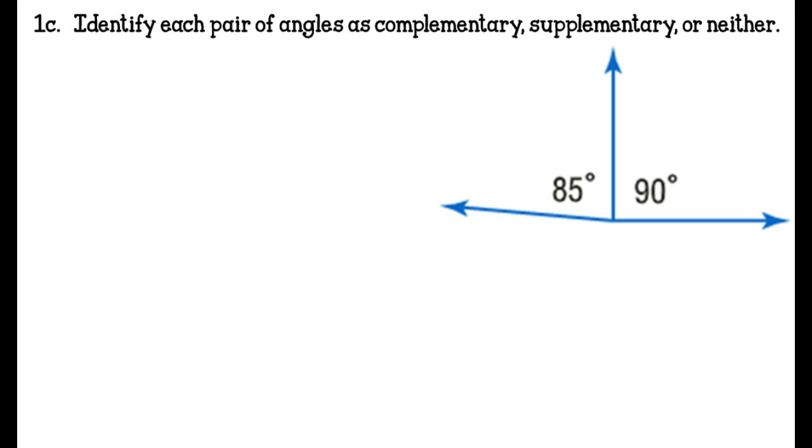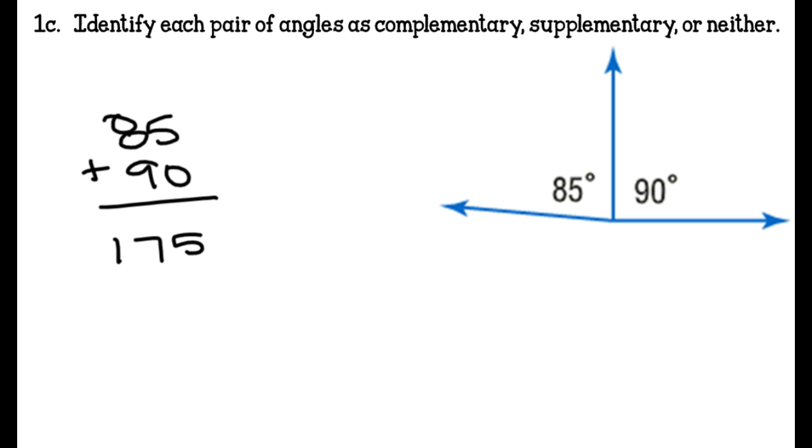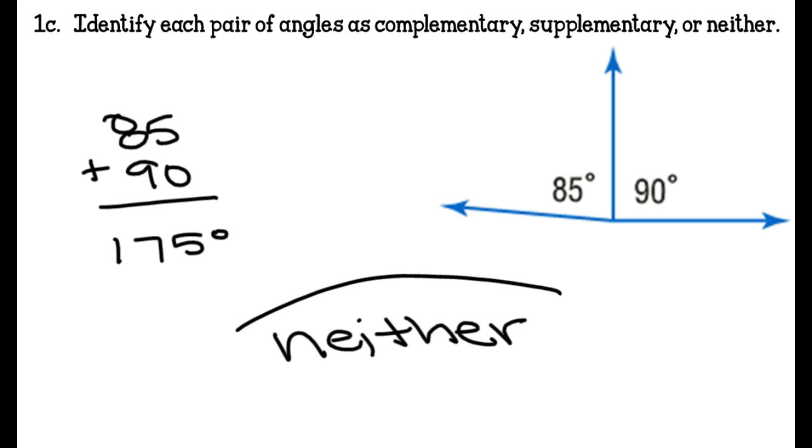1C, identify each pair of angles as complementary, supplementary, or neither. These don't look like either, so we're going to go ahead and add them just to make sure. So we do 85 plus 90, and that gets us 175 degrees. That is not 90 degrees, and that is not 180 degrees. So this is neither. It is not a supplementary or a complementary relationship. So I circle that, and that's my answer.